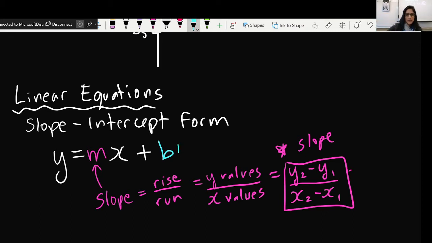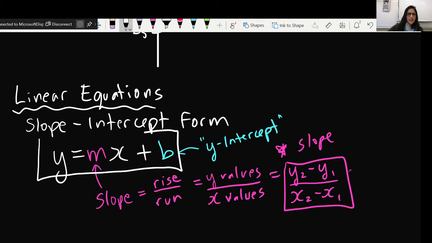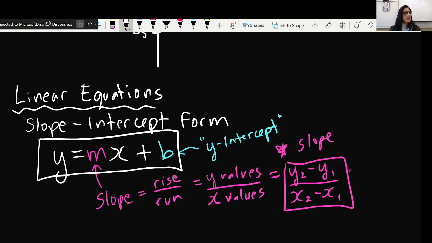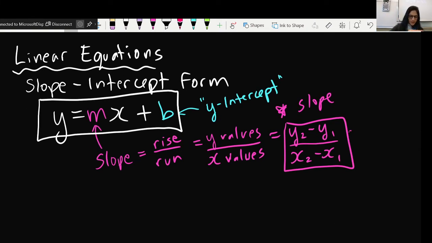Does anybody know what this b value represents? Or maybe you've never done this before, so I'll tell you if not. Yeah. Excellent. This is called the y-intercept. I think the best way is for me to just show you with an actual example. So for now, just take a look at this, but know that I'm going to clear this up with some examples. Okay. So now that we've sort of talked about this, let's take a look at our first example.